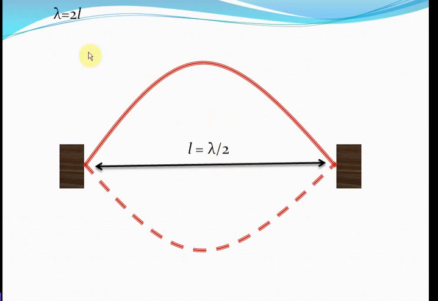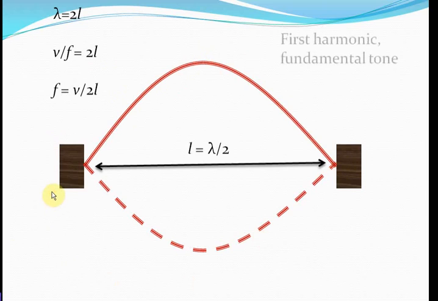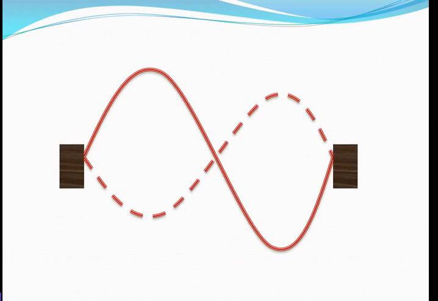That means lambda is 2L, or V by F is 2L because V equal to F lambda, and that means F is V by 2L. This frequency F, that is V by 2L, required to generate only one wave shape in the string is called the fundamental frequency of the string. It's also called the fundamental tone or the first harmonic. So the fundamental frequency in case of a fixed string is F equal to V by 2L.